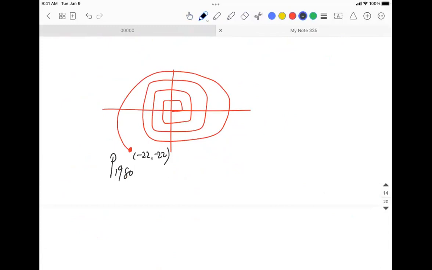Okay, so from there, what are you going to do? You're just going to keep walking to the right, all the way. When are you going to stop? All the way, you have to go to P(23, minus 22). And then it's time for you to take another turn, a left turn going up. Is that right? So that's the thing.